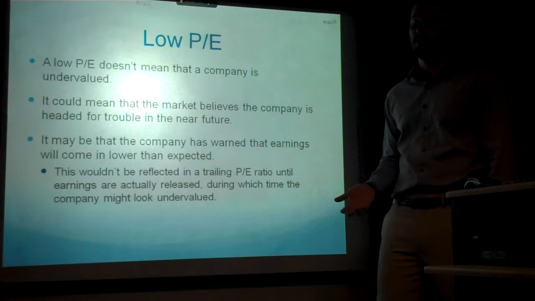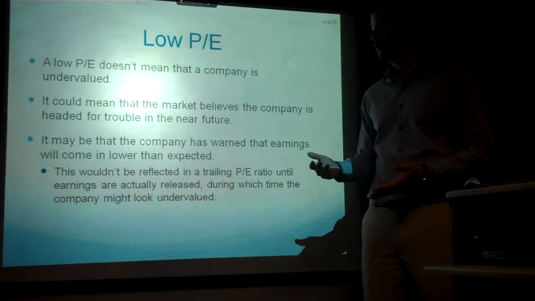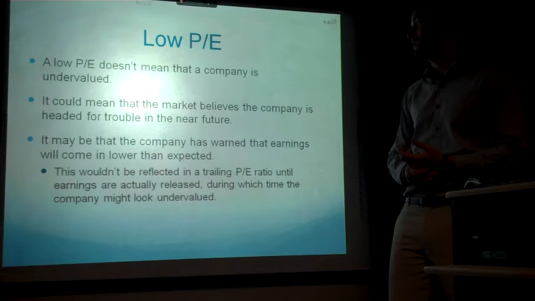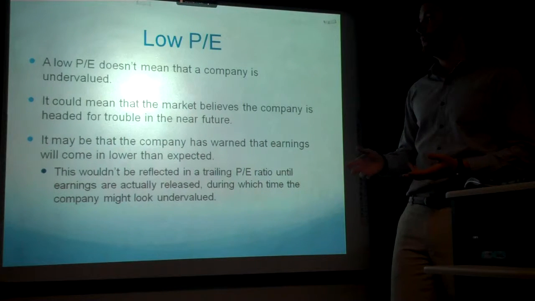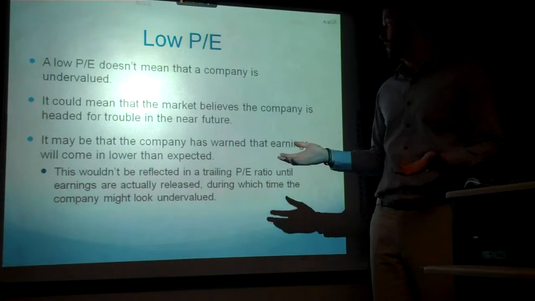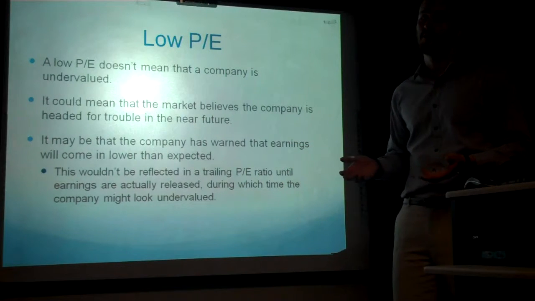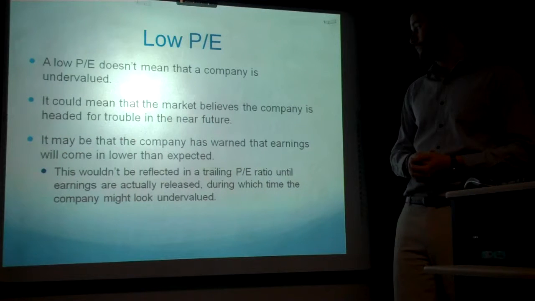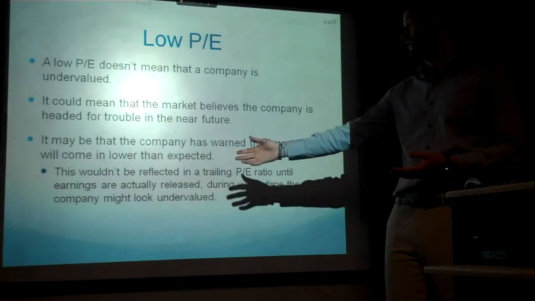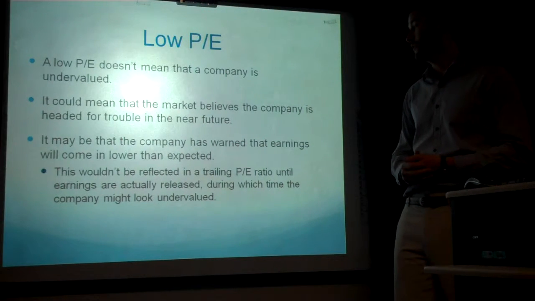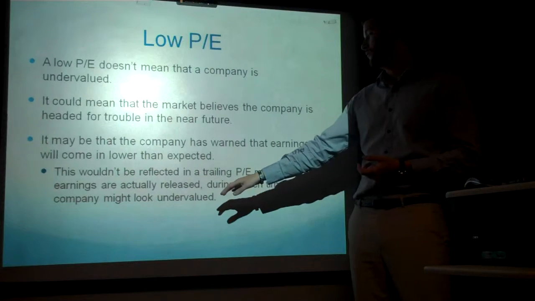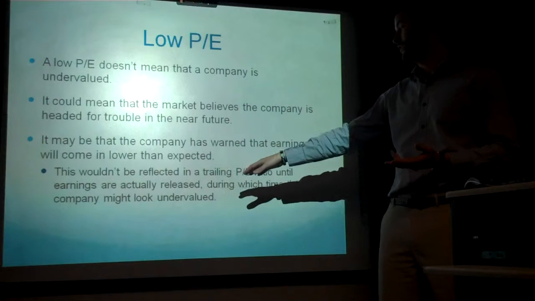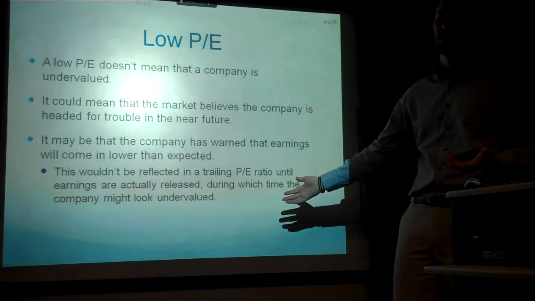A low P/E ratio doesn't really mean that the company is undervalued, and a low P/E ratio in general really isn't a bad thing, as you're about to see in my spreadsheet. But the lower P/E ratio could mean that the market believes the company is headed for trouble in the near future. Maybe their stock price is about to bottom out. It could also mean that they're going to have lower earnings than expected in the future. This wouldn't necessarily be reflected in the trailing P/E ratio strategy until earnings are actually released, during which time the company might look undervalued anyway.